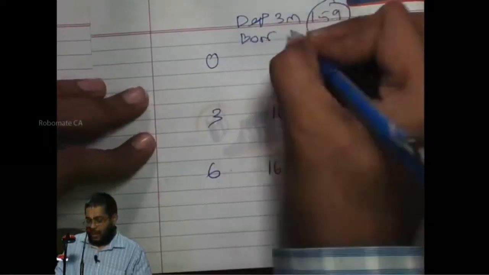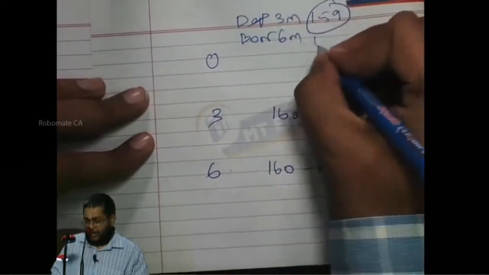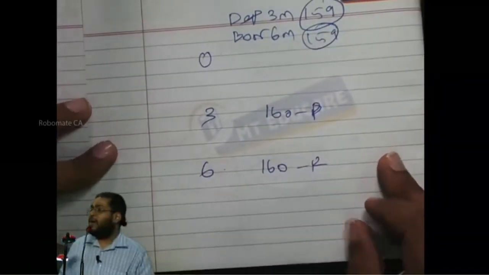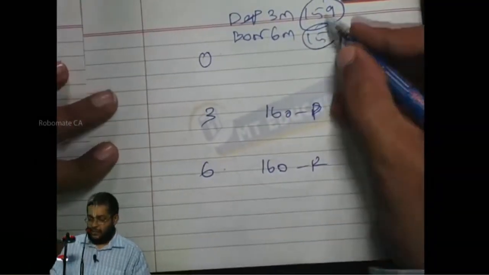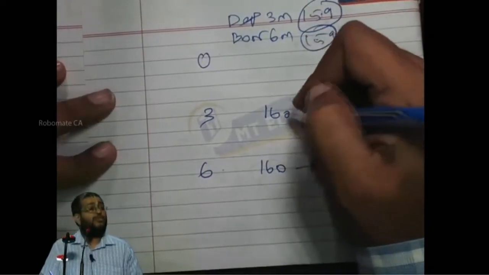Today I borrow. For how many months? 6 months. Not any different number. The same 159 doish mark. Everybody following or not? Why do I borrow 159 doish mark? Because that is what I want to deposit. Yes or no?